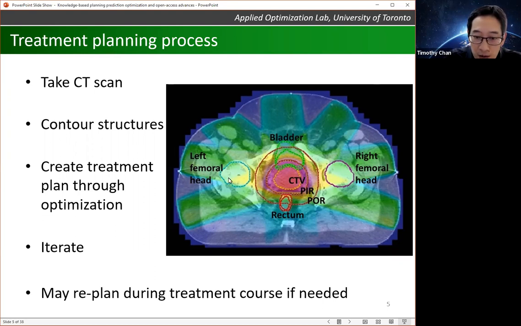Once you create the first treatment, you will calculate some metrics around the goodness of this treatment, and then the planner will show it to the oncologist and get their feedback and iterate. The plan might be, oh, there's too much radiation here and not enough there, so there will be some back and forth until we arrive at a final treatment that everyone is happy with, and then we go deliver it to the patient over multiple weeks. Okay.